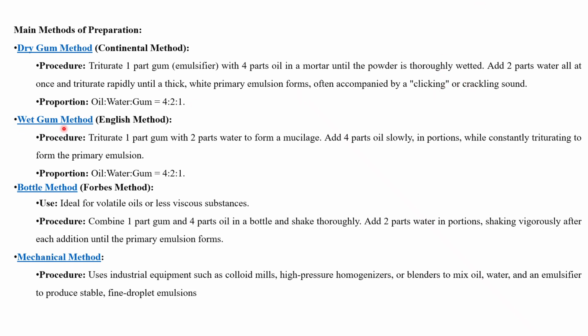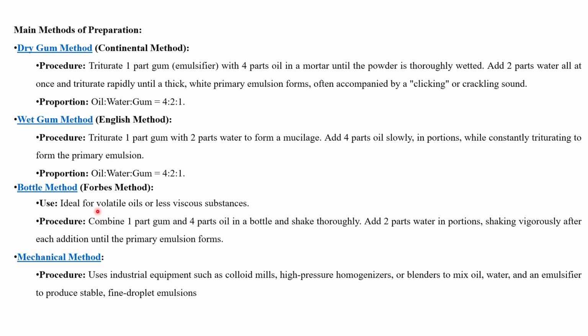The wet gum method is also called the English method. Here one part of gum is mixed with 2 parts of water. So here it is reverse. In the dry gum method, we add water at last. In the wet gum method, we add water in the initial step only. Then we will try to prepare the emulsion.